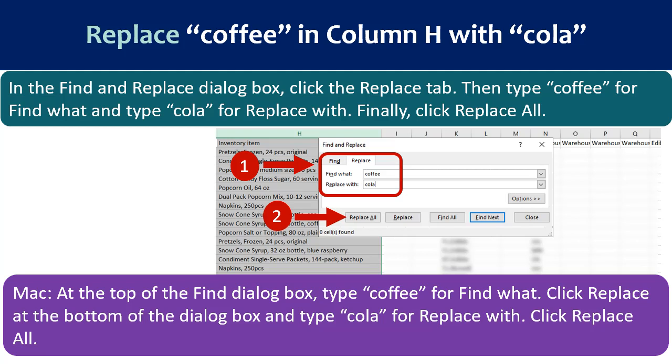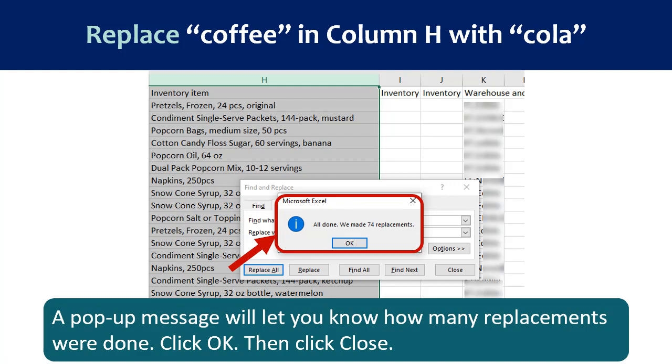Finally, replace all. Mac users, at the top of the Find dialog box, type Coffee for Find What. Click Replace at the bottom of the dialog box and type Cola for Replace With. Click Replace All. A pop-up message will let you know how many replacements were made. Click OK, then click Close.